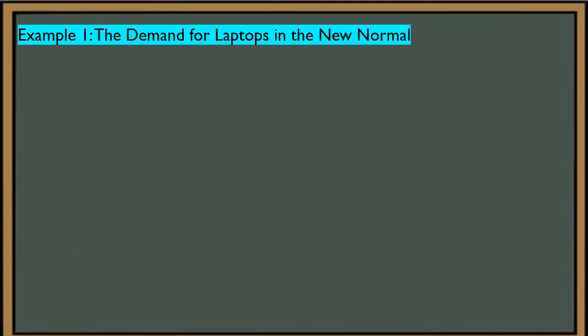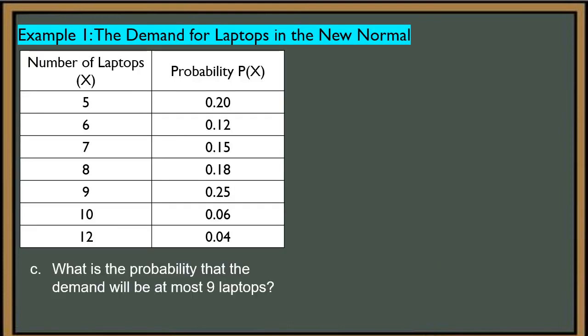Okay, next. The last question. What is the probability that the demand will be at most 9 laptops? So at most 9. When we say at most, the highest value is 9. So the greatest value is 9 at most. So it is only until 9.